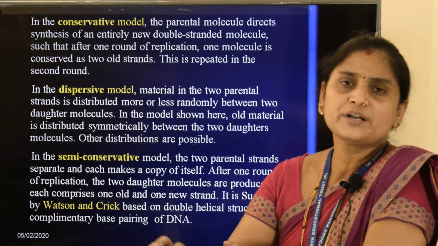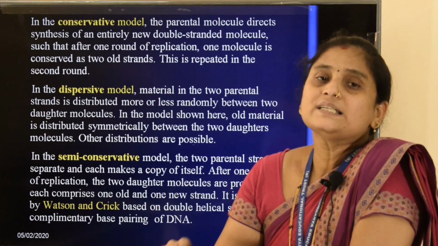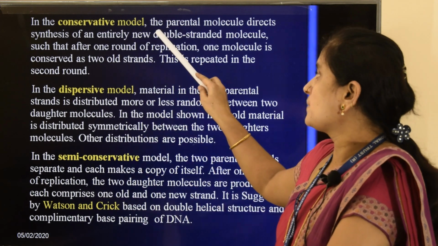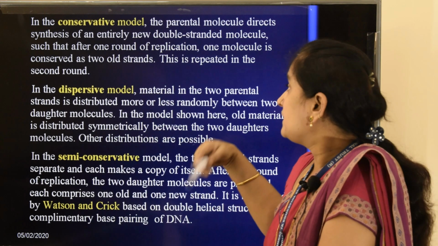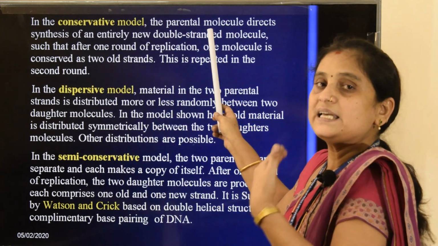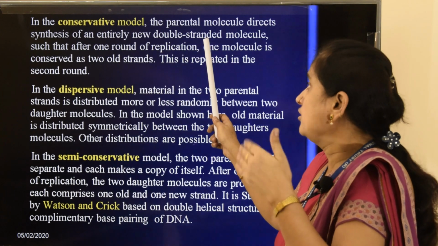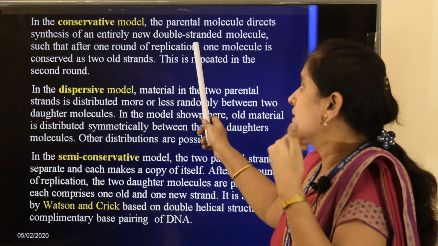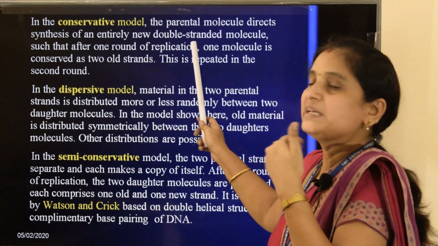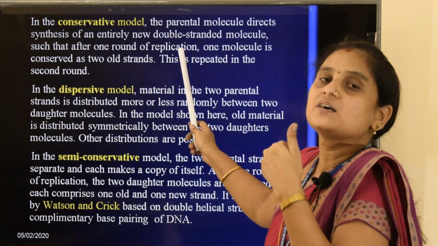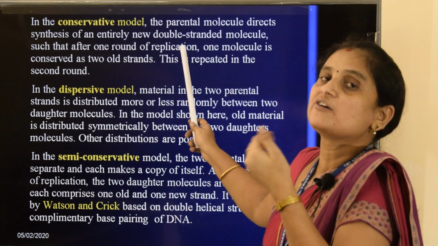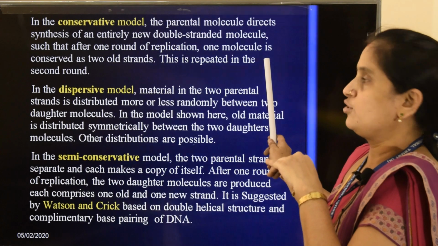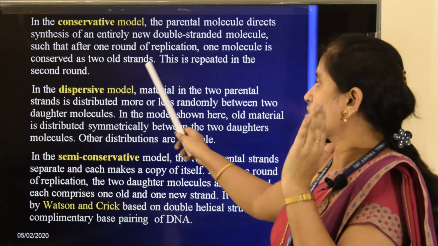According to the conservative model, whenever DNA replication takes place, after each round of replication, the entire old parental copy is retained, and another molecule of DNA is newly formed. That was not much convincing for the people, so it was not accepted.